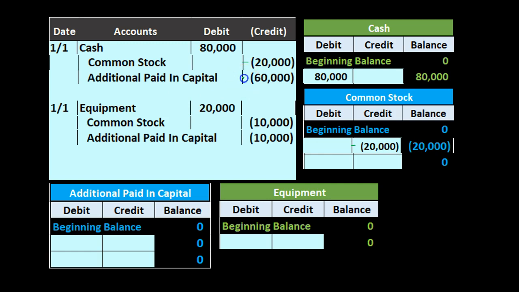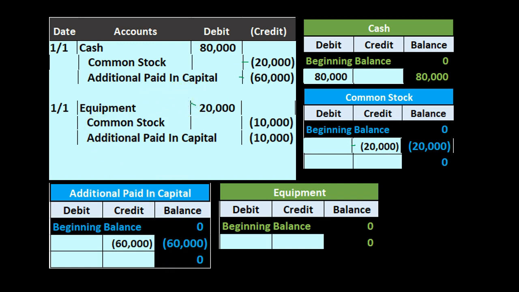Then we're going to have the additional paid in capital, so we'll find that. We're going to post that to the general ledger. This is the process of posting. So here's the additional paid in capital. It starts at 0, goes up by the 60,000. So here's the 60,000, a 60,000 credit. Okay, now we're going to post the second transaction.